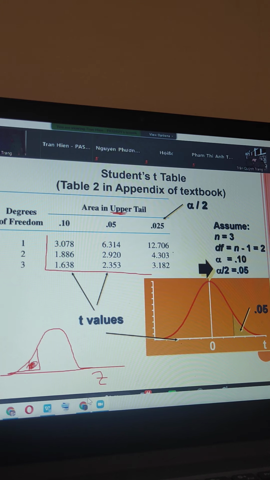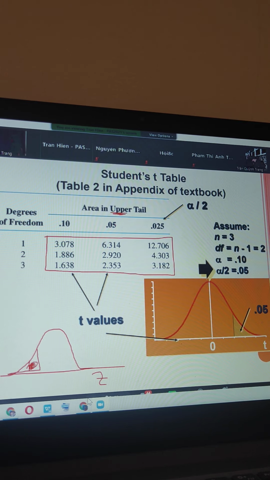This is the value for areas here. The second row shows you the areas in the upper tails. Here the area is 10%, 5%, or 2.5%, and the values in the rectangle show the values of T on the horizontal line. Okay.